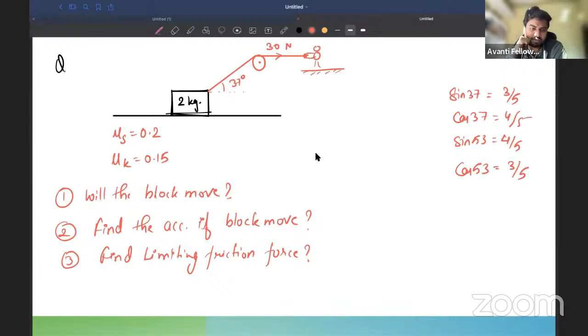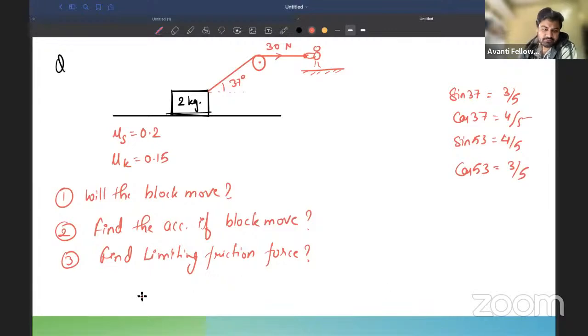Will the block move? Yes or no? Find the acceleration if the block moves. Find limiting friction force. Chalo, let's discuss this question.